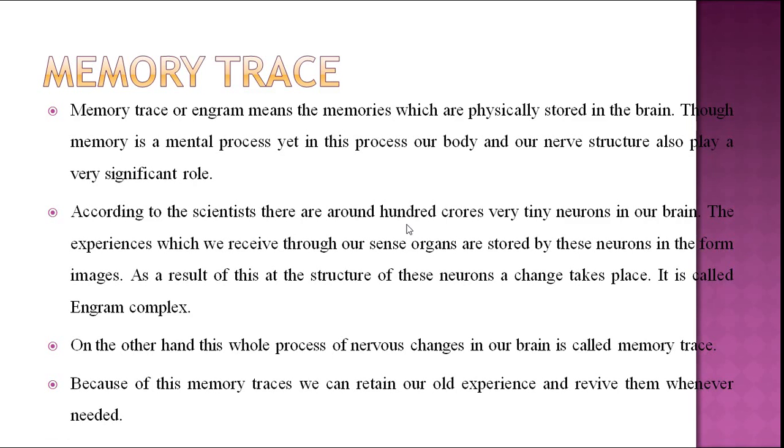As a result of this, a change takes place in the structure of these neurons. It is called engram complex. When you watch a picture or move towards any object, the things are retained in your mind, and that changes the structure of your brain, which is known as engram complex. On the other hand, this whole process of nerve changes in our brain is called memory trace.